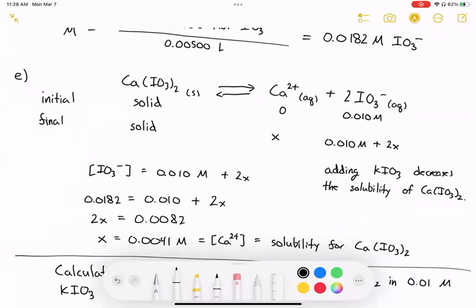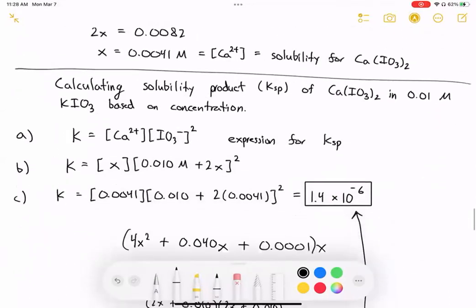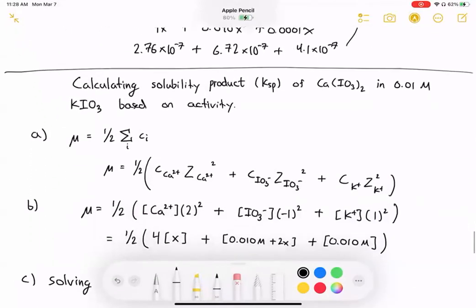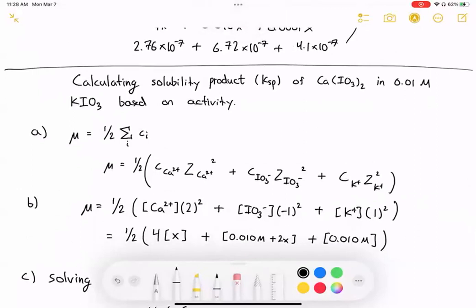You would also observe this effect if you added something like calcium chloride. It'll also decrease the solubility. So that's how we do the calculations for this experiment. That is it. Hopefully your numbers are much closer to the actual KSP.